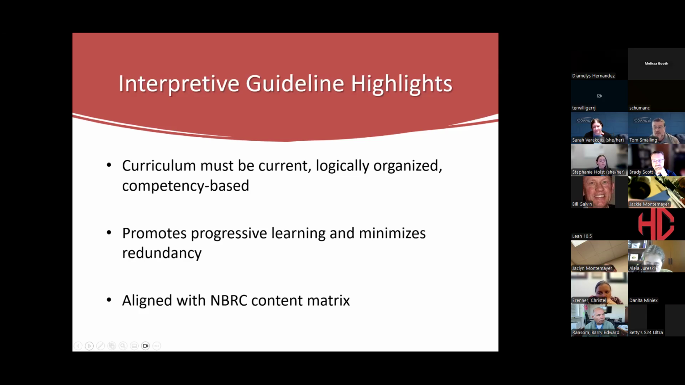You may want to reinforce many, many aspects of the curriculum and teach it in different ways. Okay? But is it being redundant? That's what you have to ask yourself. And if it is, remove that. And it must align with the NBRC content matrix. And then you can go to the content matrix now.